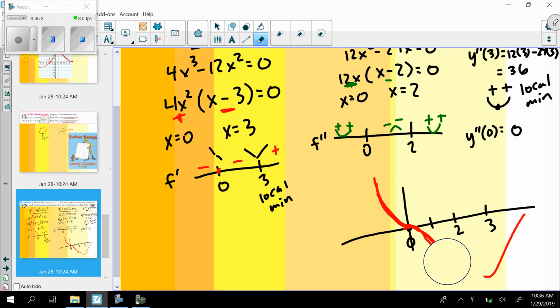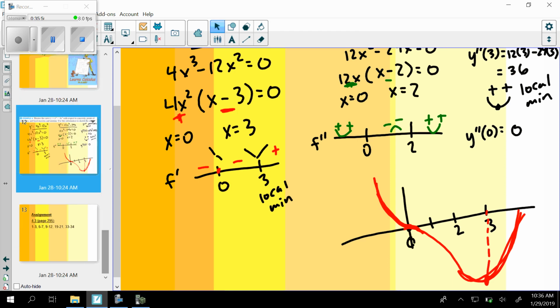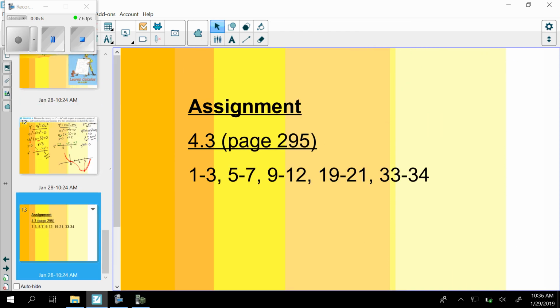So let's change our graph a little bit here. Concave down. And then from 2 on, it goes back to concave up. And so our graph should look something like that, with 3 being a local minimum there. So that's roughly the shape of this graph. It's not exact, but roughly the shape of that one. Okay, you're going to try now some problems out on your own with these graph with derivatives and second derivatives.